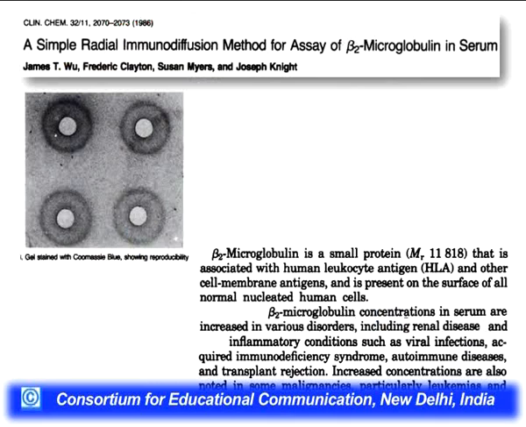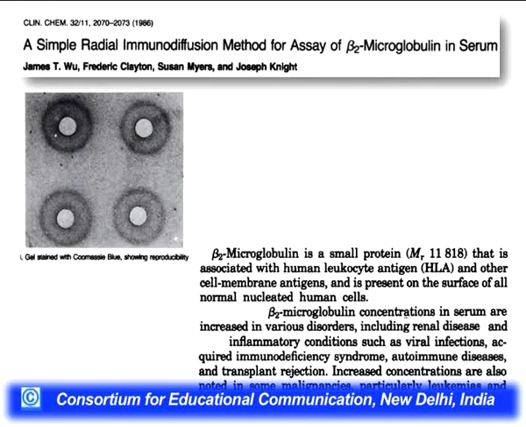Now, this assay is routinely used for checking various abnormal conditions. For example, over here, the assay was used to check the concentration of beta-2 microglobulin in the serum. Beta-2 microglobulin is actually a small protein which is associated with the human leukocyte antigen, and it is present on the surface of the normal nucleated human cell.